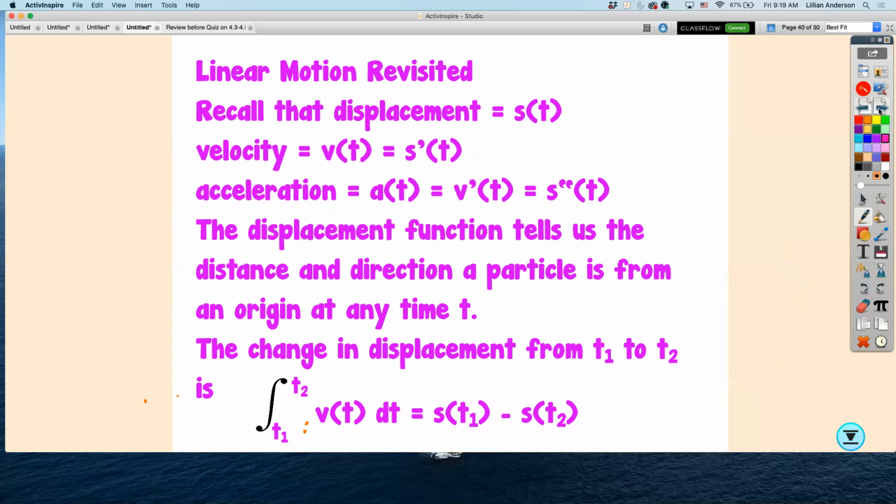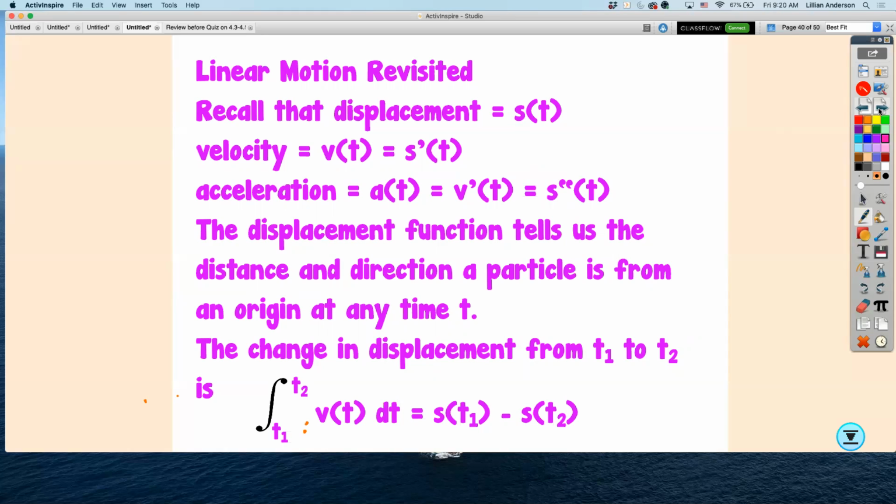Linear motion also is part of integration. Remember, that's displacement, velocity, acceleration. We know that if I go forward that is the derivative, but if I have acceleration, I can find velocity by doing the antiderivative, and I can find displacement by doing the antiderivative of velocity. Displacement tells us the distance and direction of a particle. We know that from integration.